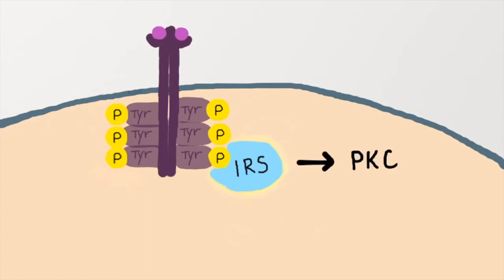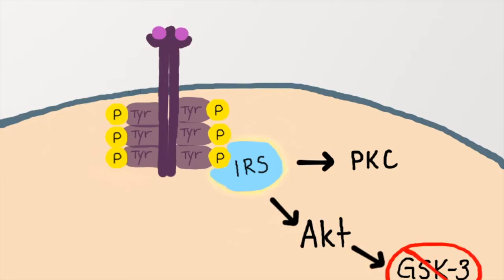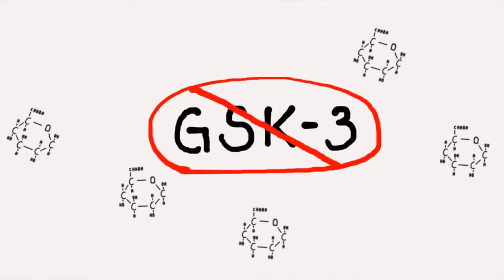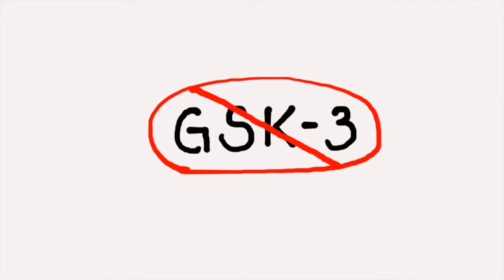This activates the PKC and the AKT cascades. The activated AKT induces glycogen synthesis through the inhibition of GSK3. Insulin signaling inhibits gluconeogenesis in the liver, thus glycogen is stored and the blood glucose level decreases.